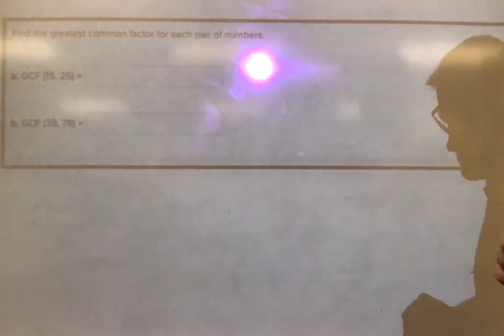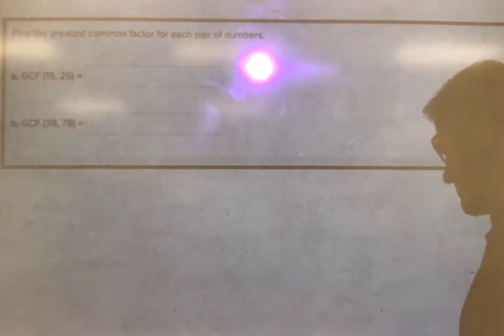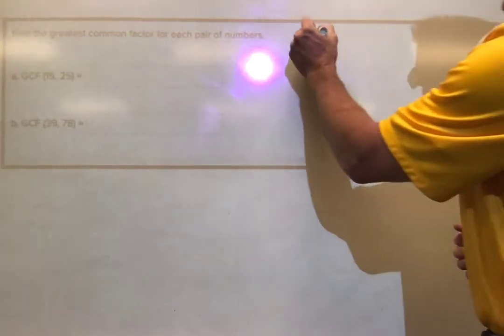Okay, we're going to go over the exit slip answers here, and remember this is over being able to find the greatest common factor of a pair of numbers. The first one, we're supposed to find the greatest common factor of 15 and 25. Remember there's a few ways you can do this. We learned the grid method, so I'll go ahead and model that as one option.